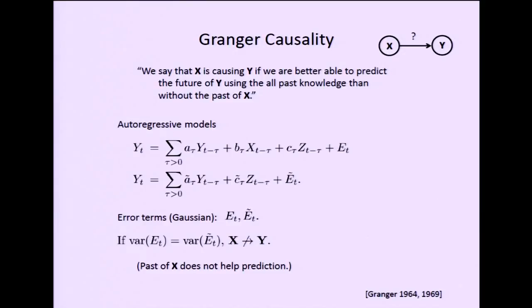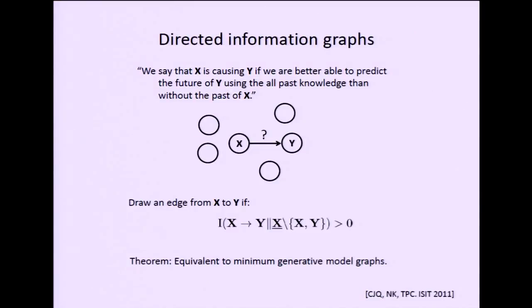It's very simple, very easy to use. But it's limited in that it can only capture linear relationships for continuous valued data. And there are many networks of interest where the relationships are nonlinear or the values are discrete. And so we need something more powerful.